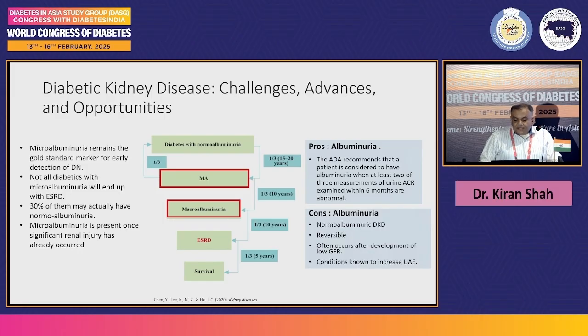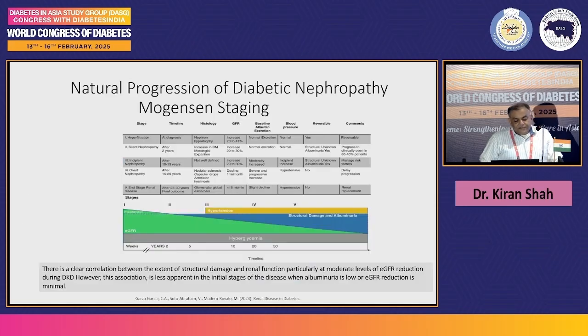But the problem is, what about those individuals who have normoalbuminuric diabetic kidney disease? Albuminuria can be reversible. It often occurs after the development of low eGFR, and there are conditions which affect the increase in urine albumin excretion.